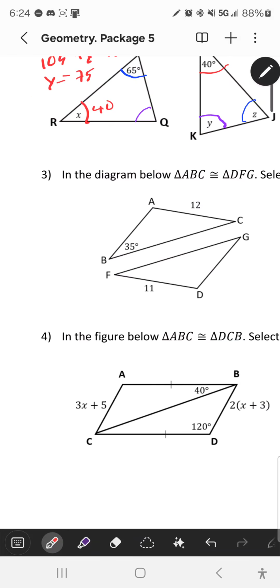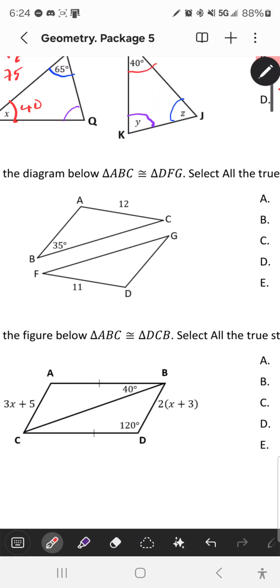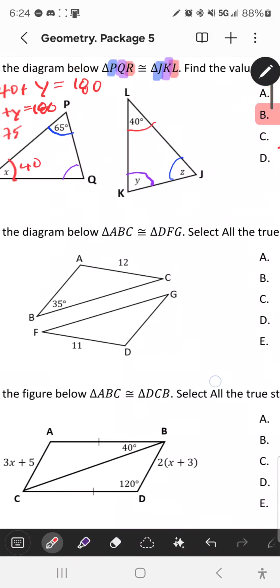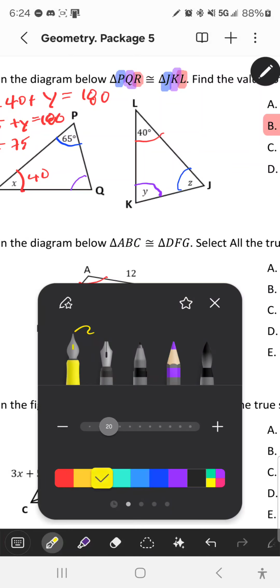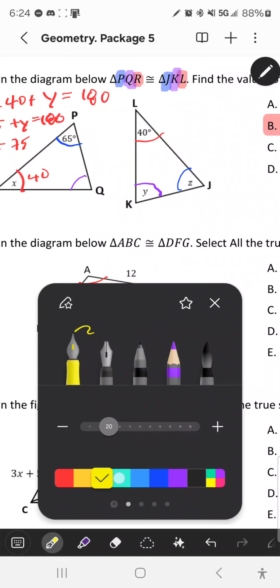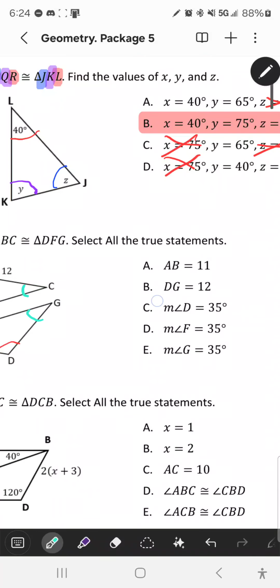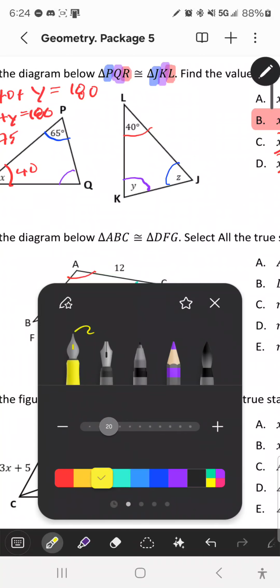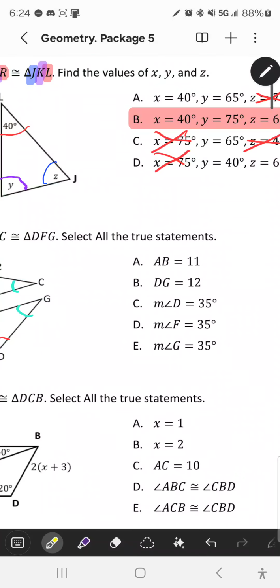Now let's say number 3. In the diagram below, triangle ABC is congruent to triangle DFG. Okay, select all true statements. So let's see that. So A goes with D, B goes with F, and then C goes with G. So F equals 35. First of all, X equals 35.